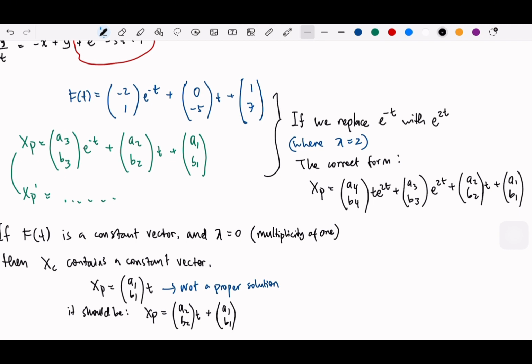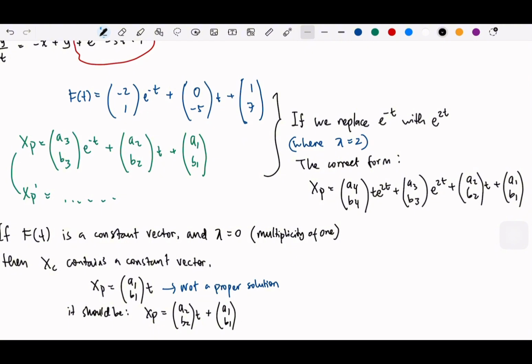So for example, since the eigenvalue is 2, let me start with the original equation. This is the original equation, and we have the xc, which has the e to the power of 2t. Now, if we change the question, and this is having the 2t, this will have the same group with the homogeneous. So this will be 2t. Homogeneous will have 2t also.